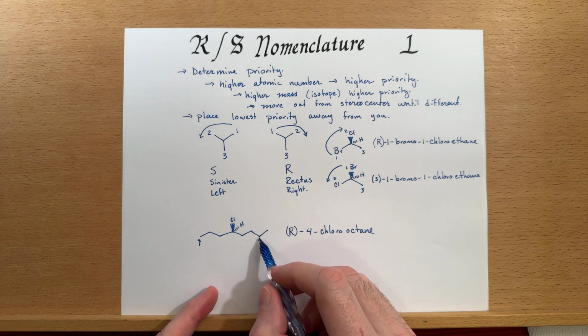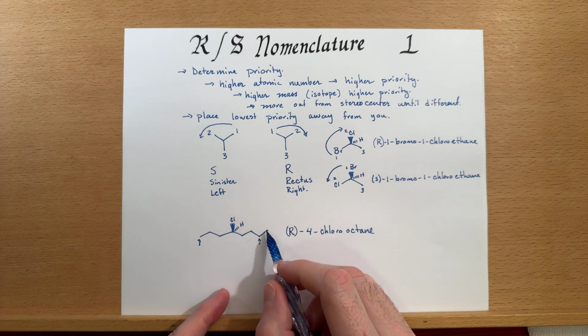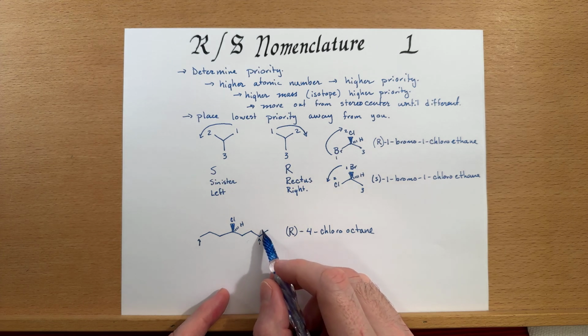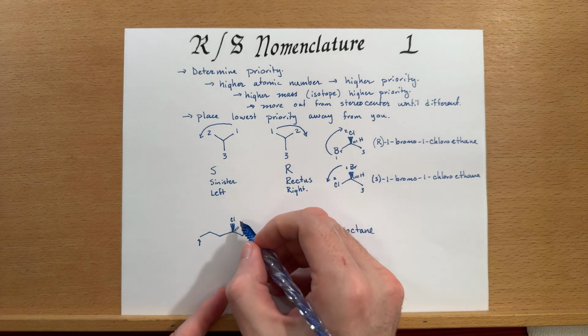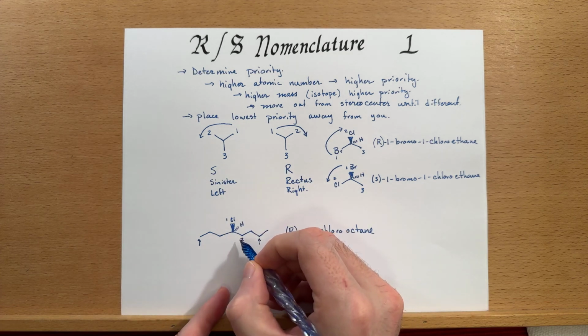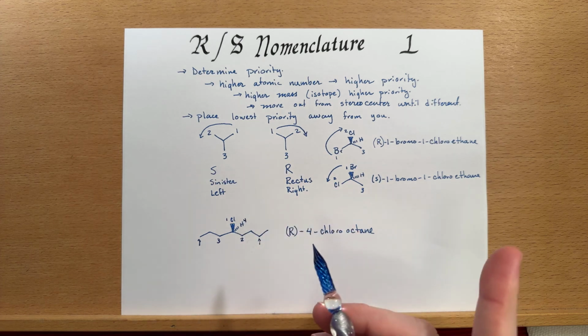This one has 2 hydrogens and a carbon bound to it. So the carbon that's out here is increasing the priority of this entire group here. So that makes it count 1, 2, 3, with the hydrogen being 4, and we always put that facing away from us.